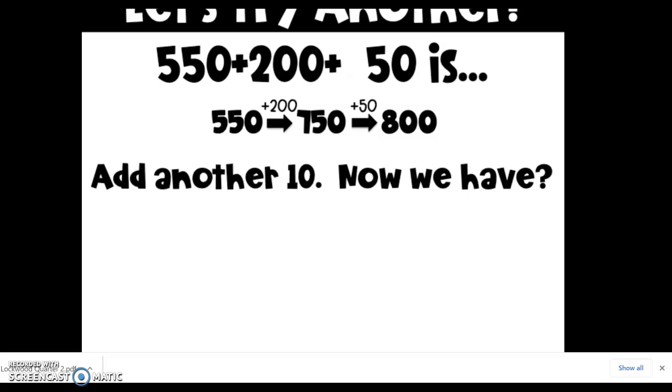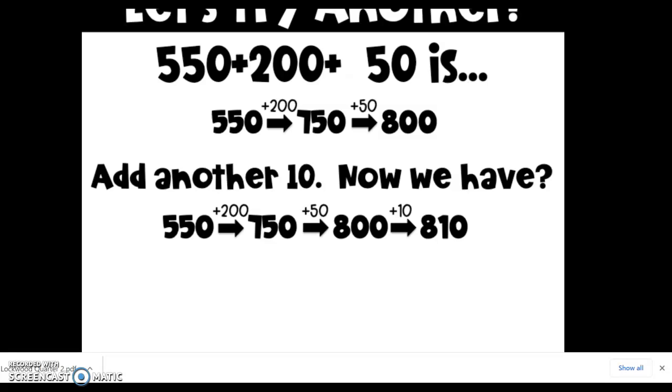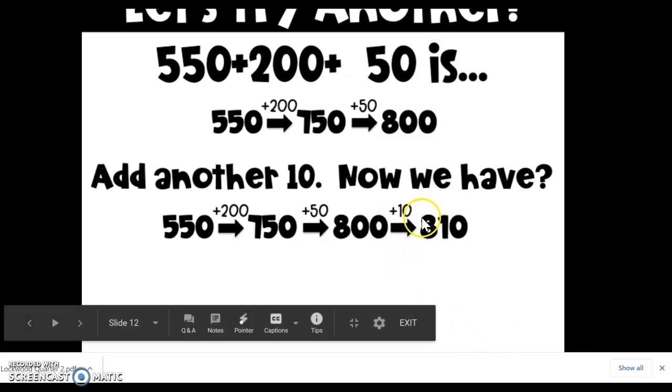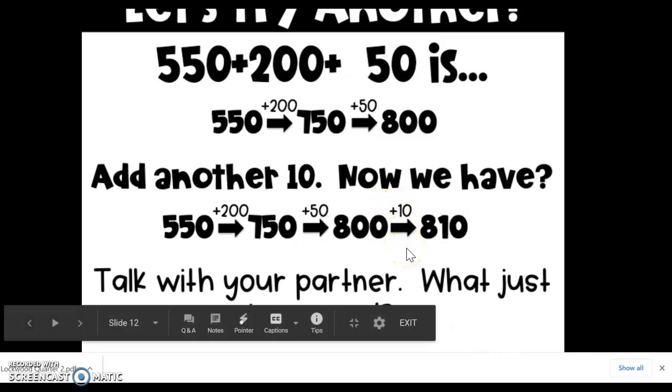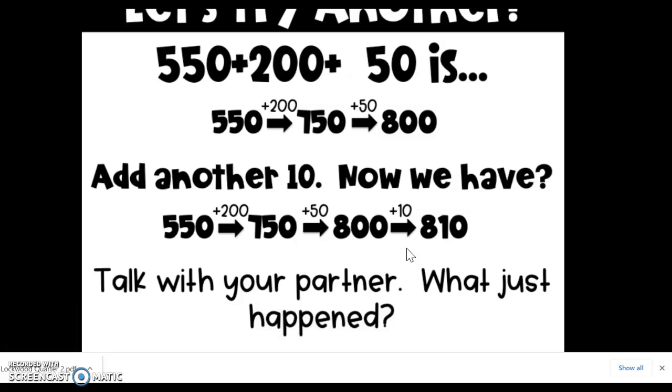What do you see, Haley? 250. Right. Now, they want you to add another 10 to that 800. What do you have? 810. That's right, you have 810. So they drew another arrow and they put a 10 above it. Very good. What just happened? Well, you just added another 10. Good. Let's try another one.